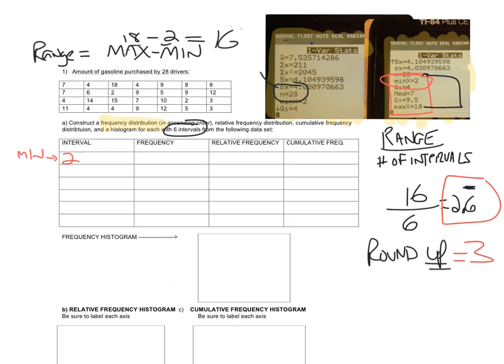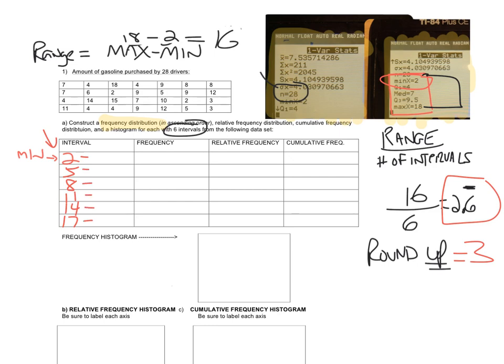So we're going to take this minimum, which we said was 2, add 3 to it. That means our next interval is going to start at 5. Then we'll add 3 to that. Our third interval is going to start off at 8. Then we'll add 3 to get the starting points of all of the intervals.